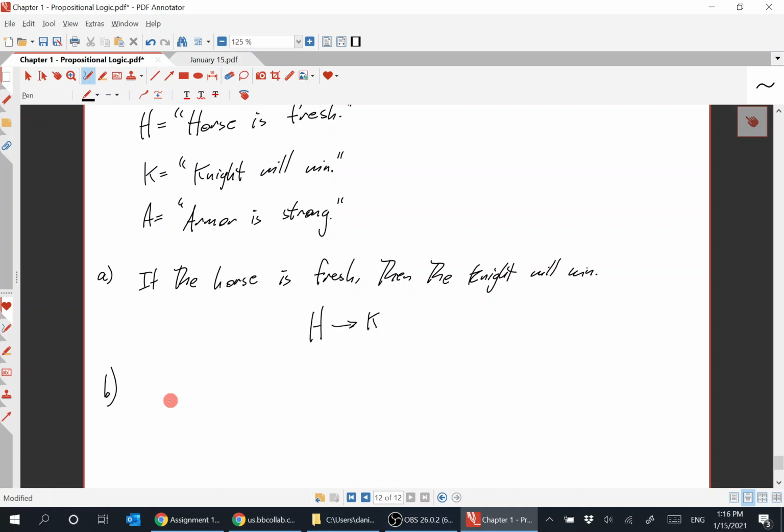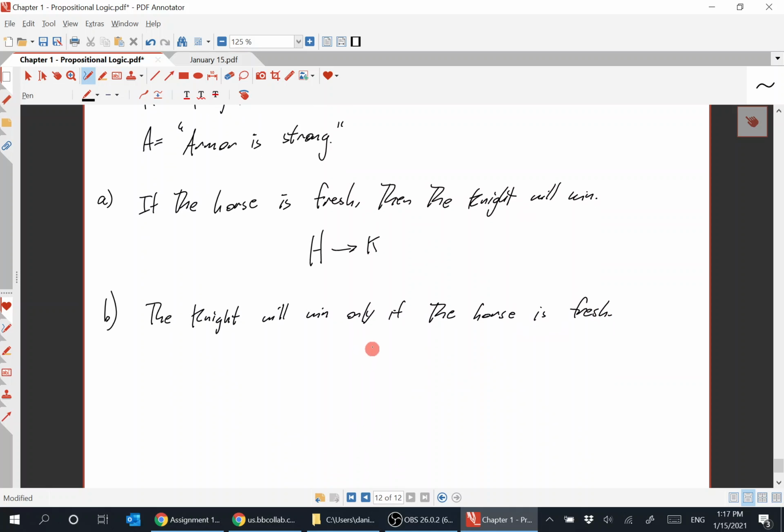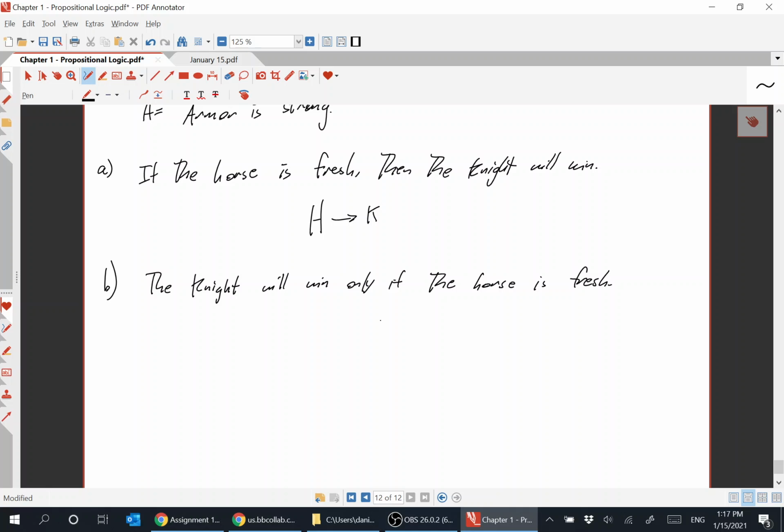B. The knight will win only if the horse is fresh. The knight will win only if the horse is fresh. Well, this is again an implication, about fresh horses and knights winning.